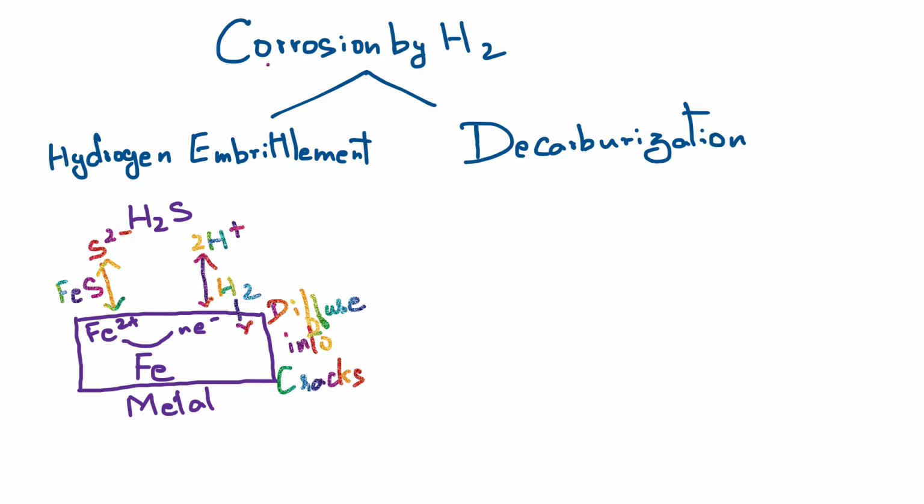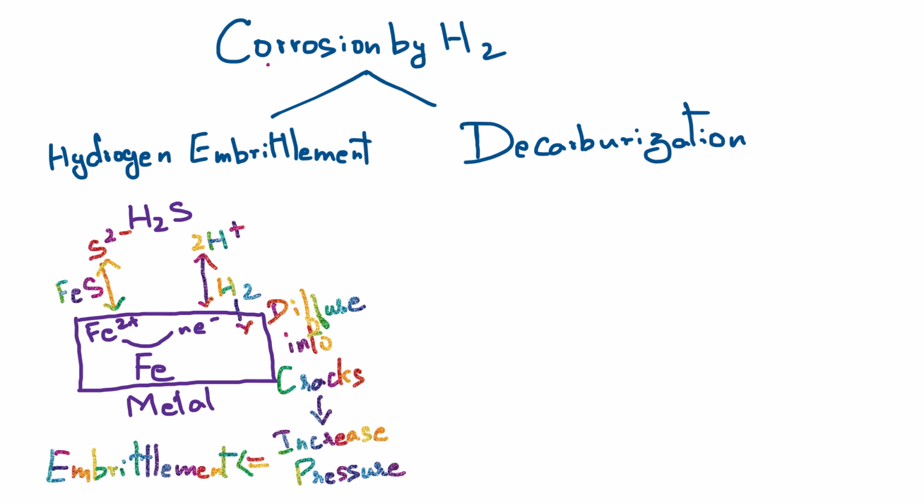This hydrogen will diffuse into the minute cracks and it will increase pressure in the voids and thereby it will lead to embrittlement. Embrittlement due to hydrogen, and hence the name hydrogen embrittlement.